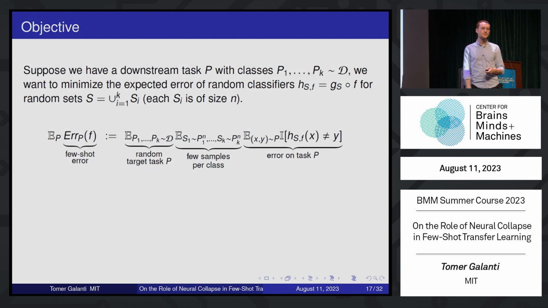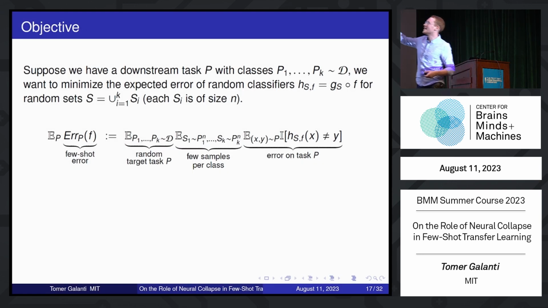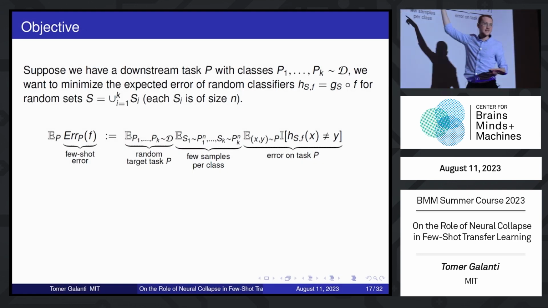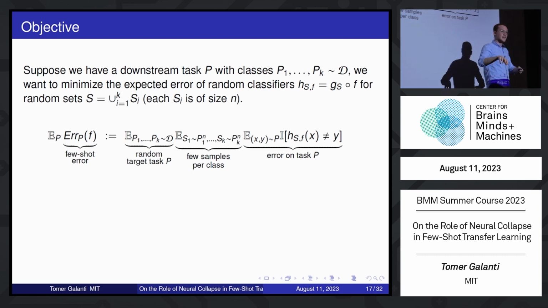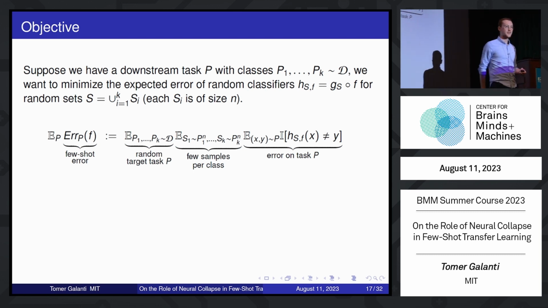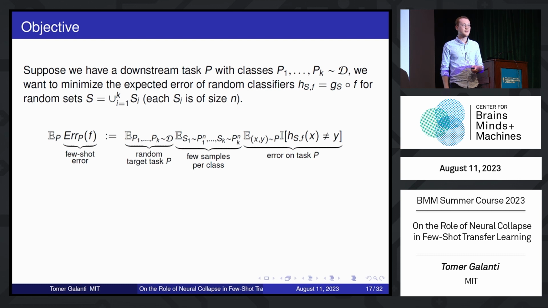Yeah. Oh, the randomness is given by the sets. So I selected a random set of samples for each one of the classes. Okay, and the classifier is a function of the data. Because the data is random, that makes the classifier also random. Yeah.